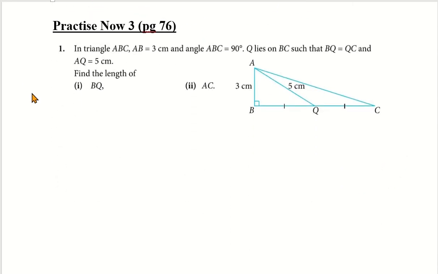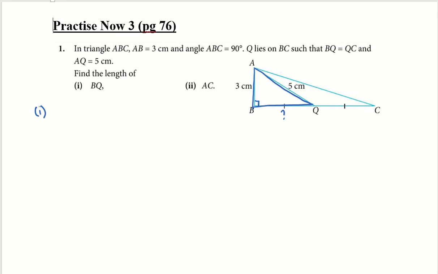In question number 1, let's take a look. You have this triangle ABC whereby you are given a length 3 cm, ABC is 90 degrees, Q lies on BC such that BQ equals QC and AQ equals 5 cm. Part 1, you are asked to find the length of BQ. To find this length BQ, you should be able to see that there is a 90-degree here. So we can focus on triangle ABQ, and we just need to find the last length, which is BQ.